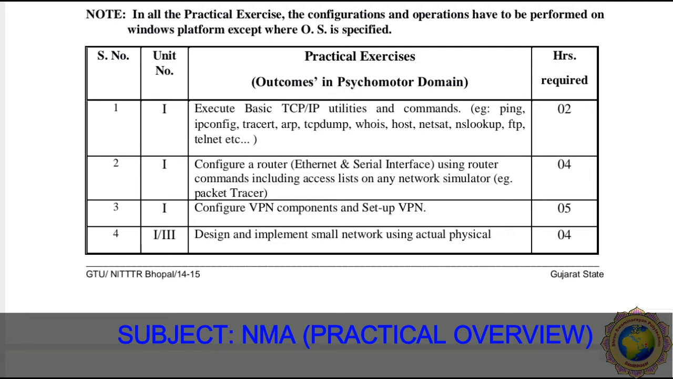Dear students, our first practical exercise in network management and administration is to execute basic TCP/IP utility commands. We have to perform all these commands in the command prompt. First open the command prompt and then write these commands: ping, ipconfig, netstat, ARP, tcpdump, host, and so on. This practical requires 2 hours. Then the second practical is configure a router.